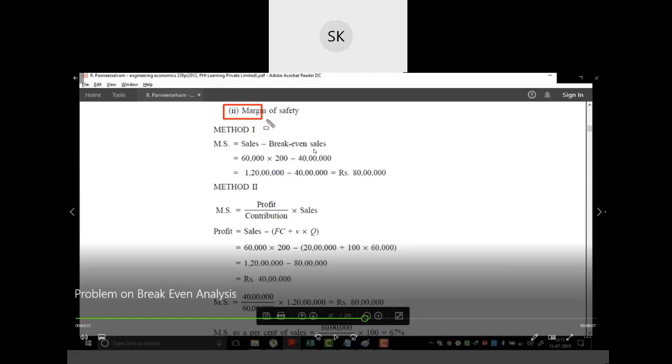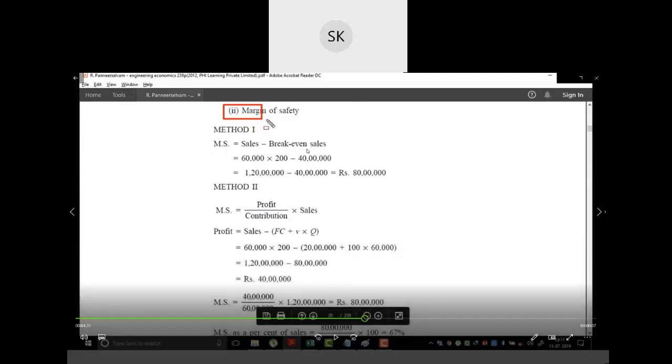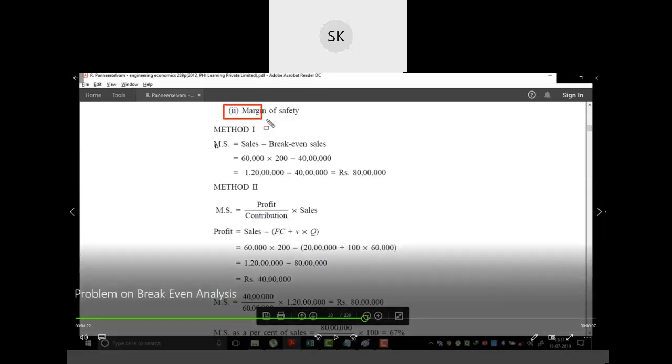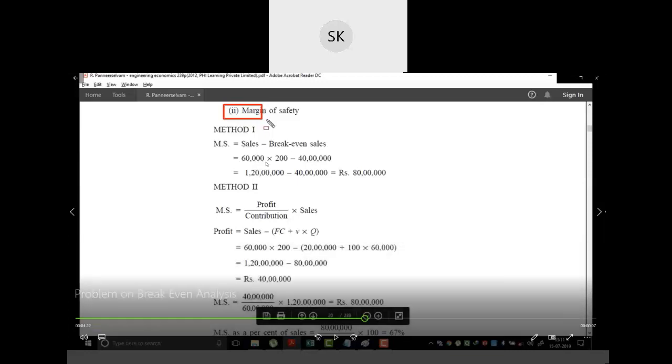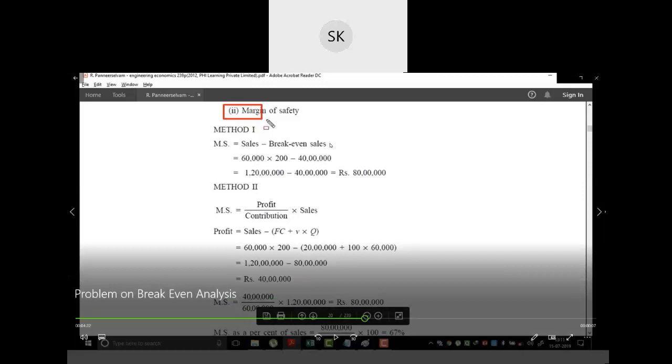Now we know that margin of safety is equal to profit upon contribution into sales. Profit is equal to 40 lakhs, contribution is equal to 60 lakhs and total sales is equal to 120 lakhs. So margin of safety becomes 40 lakhs upon 60 lakhs into 120 lakhs, which is equal to 80 lakh rupees.